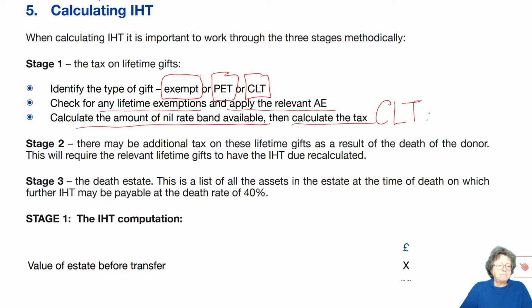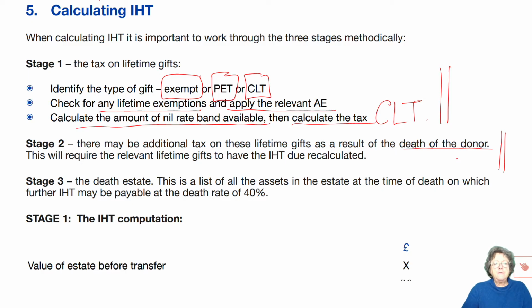Stage 2. There may be additional tax on these lifetime gifts as a result of the death of the donor. And then we will have to recalculate. Now, in an exam, this takes time. If you have to do both, there will be 1 or 2 gifts in lifetime, one of which is a PET, which means you only have to do probably 1 of those gifts again.